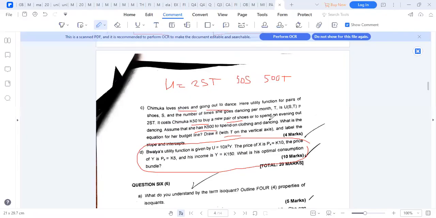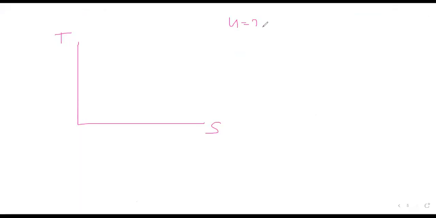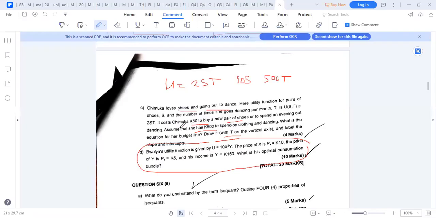Then what else are we told? The utility function is given by U is equal to 2ST. And what else are we told? We're also told that it costs Chimuka 50 to buy a new pair of shoes or to spend an evening out dancing.